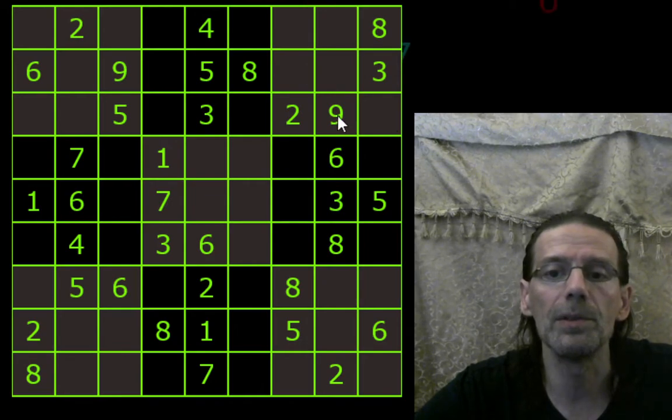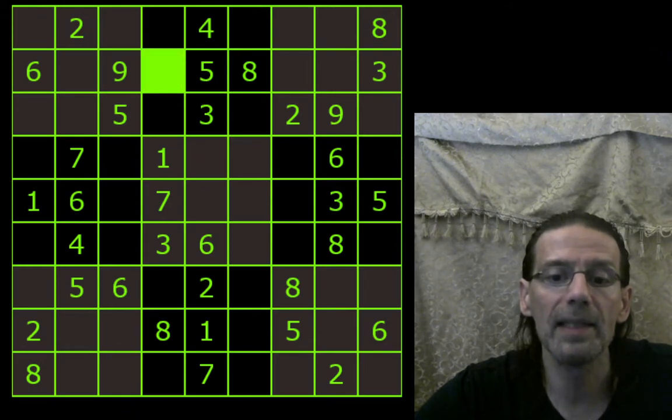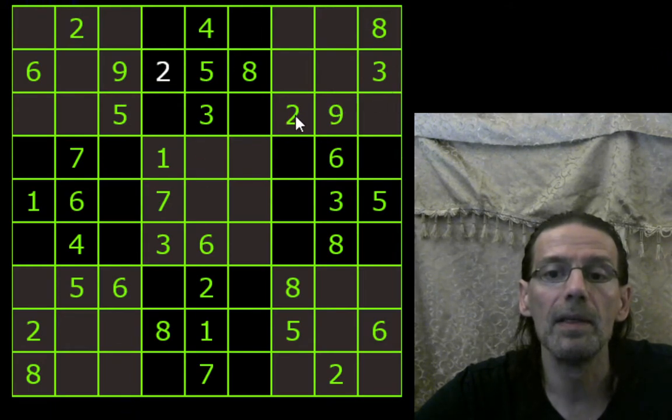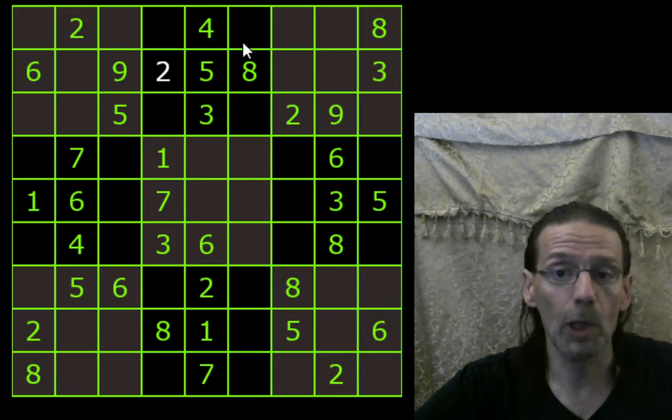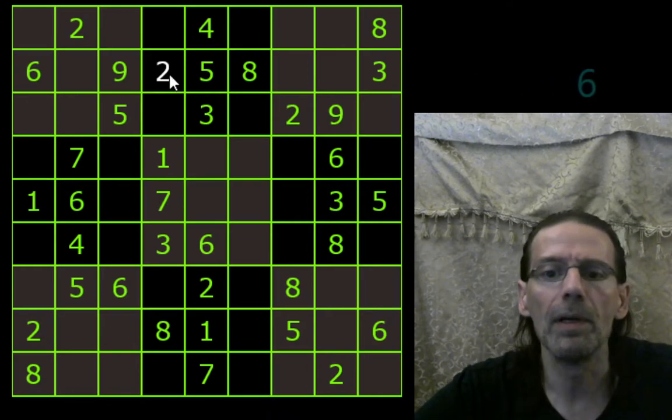So let's switch to the 2. Here's a 2. Boom. That 2, boom, means that has to be a 2. Right? See that? Because there's already a 2 in this row, and there's already a 2 in this row. This was the only box left in this block of 9 that could hold a 2. So logically, it has to go there.